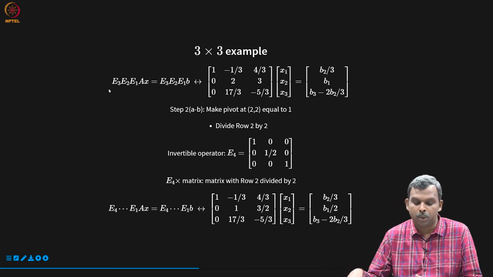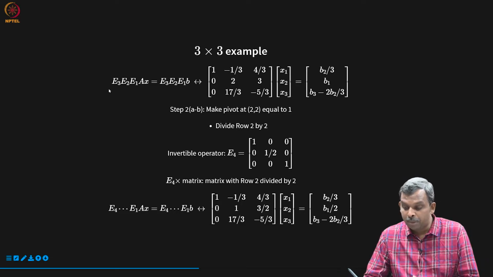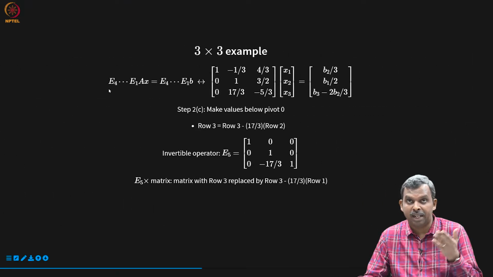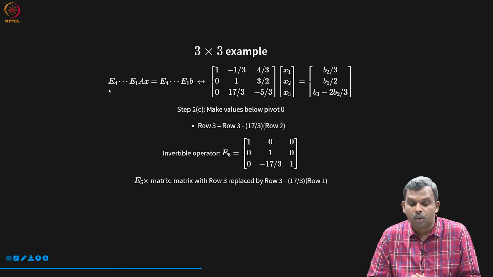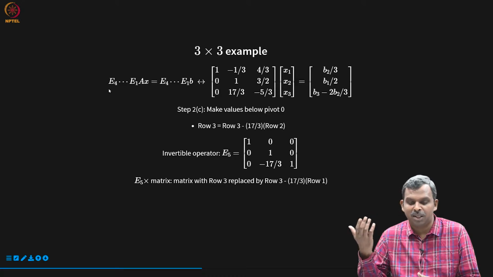Okay, so you get B1 by 2. So you're beginning to get this. Now you can get the picture. Everything below the pivot has to become 0. Okay, that's my next step. And then how do I do that? It's row 3 equals row 3 minus 17 by 3 into row 2.